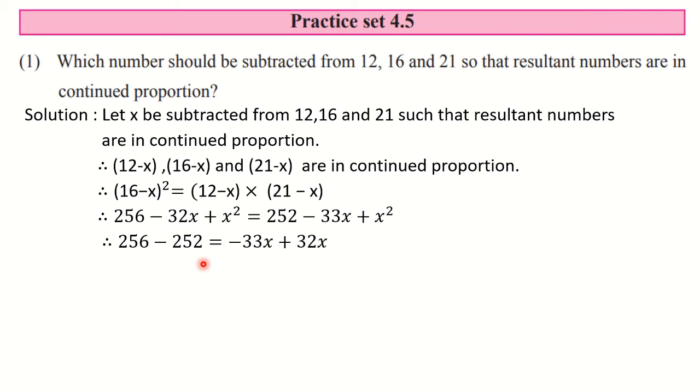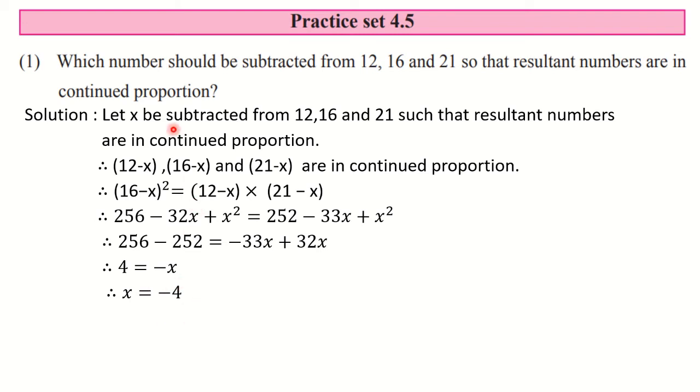256 minus 252 is equal to minus 33x. Don't forget to write minus sign here. Plus 32x. Minus is going to become plus. So 256 minus 252, you are going to get 4 is equal to minus x, and therefore x is equal to minus 4. So we got the value of x.